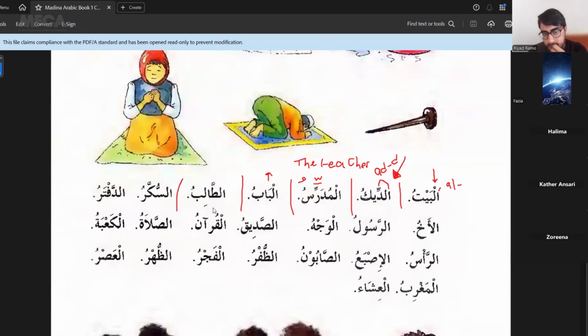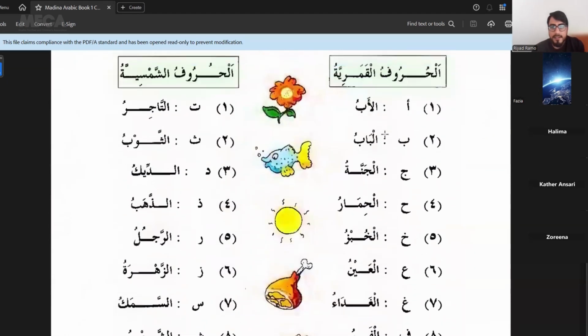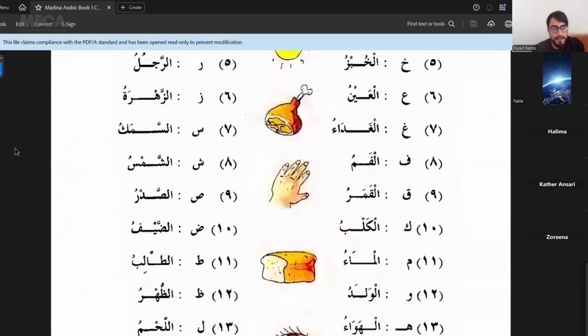At-talibu. Talibu is student, right? Remember how they have the shidda here to help you. It's not L, it's at-talibu. And what is that? The student. You see this letter ta? Which one should it belong to, the moon or the sun letter? The sun letter. Right here. So it comes under the category of pronouncing it like at-talibu, erasing the lam. So we do not say al-talibu, no. Very, very good.